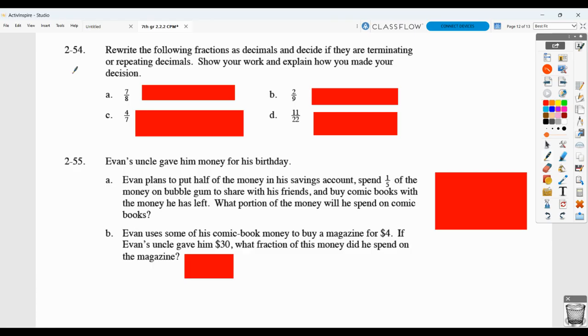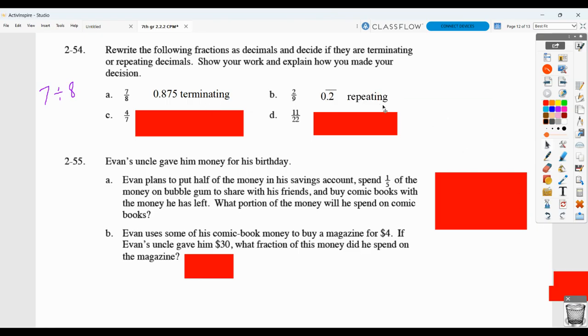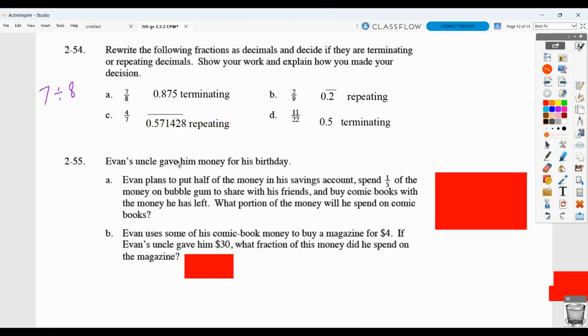Here you have to rewrite them as decimals and decide if they're repeating or terminating. So again, the big key is to remember that a fraction bar means division. So 7 divided by 8, and you get 875 thousandths, which is certainly a terminating decimal. 2 divided by 9, 0.2 repeating, a repeating decimal, and so on. Now, the one thing that's unusual here is C, we have a lot of numbers that repeat. But again, that is a repeating decimal.